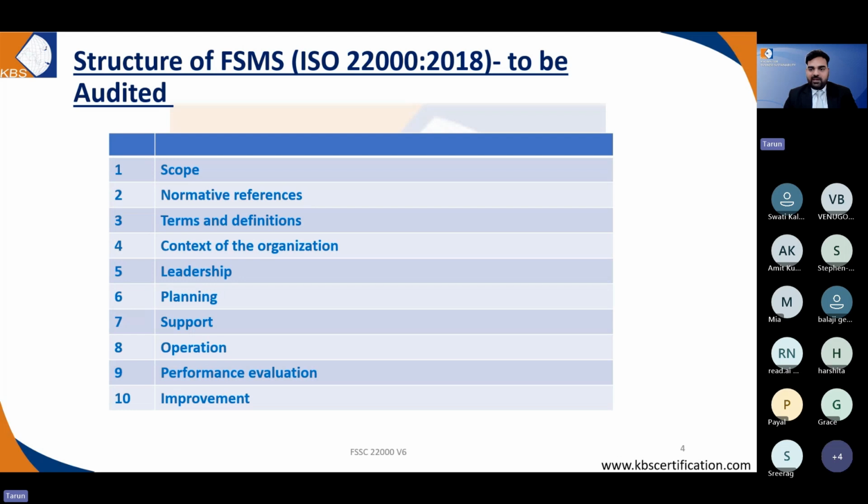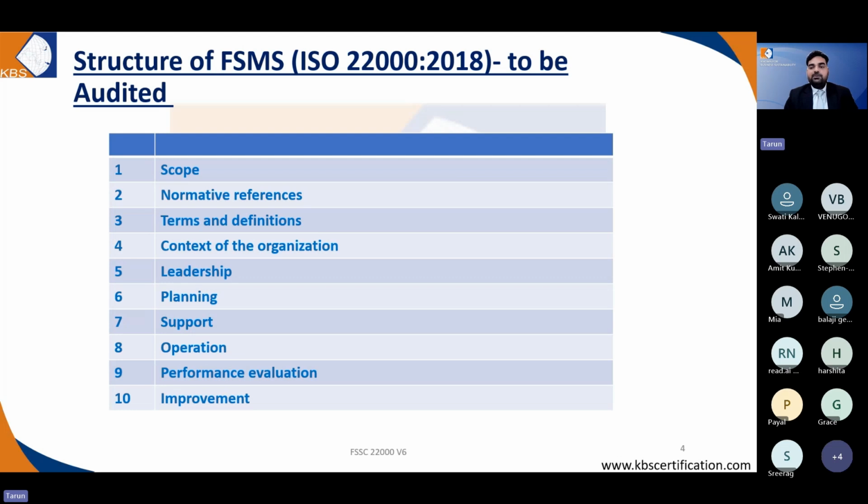The 10 clauses are: scope, normative references, terms and definitions, context of the organization, leadership, planning, operations, performance evaluation, and improvement. Basically, these 10 clauses are not all auditable. We have 7 auditable clauses, starting from 4 to 10. First, scope means you are defining your company. When you are auditing or implementing, you will describe your company. That is considered the scope.